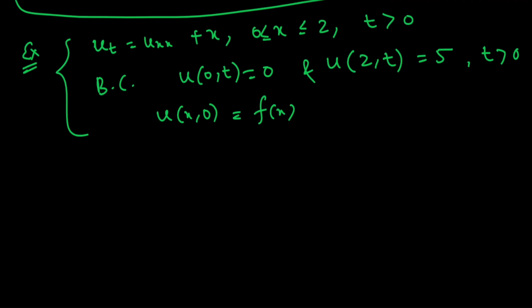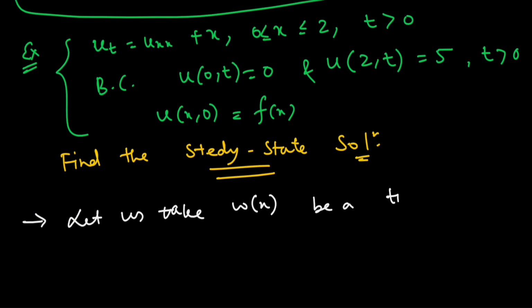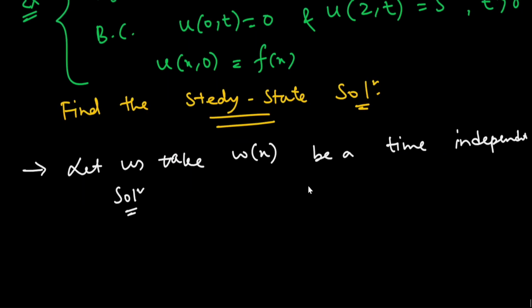So let us first take the question: find the steady state solution. So we know that steady state solution means time independent solution. So how can we solve this problem? Let us take w(x) to be a time independent solution. Since w(x) is a solution, then w(x) satisfies the given equation.